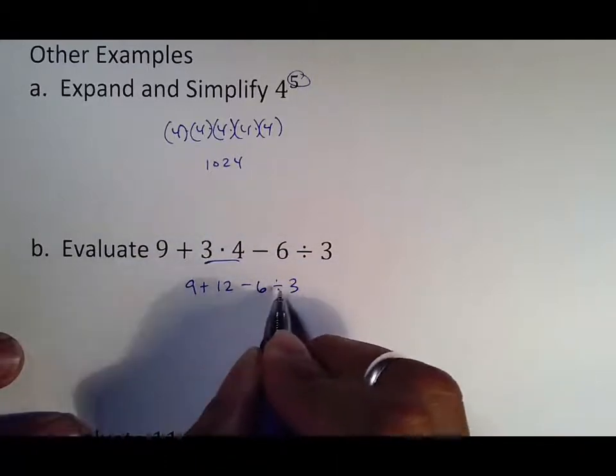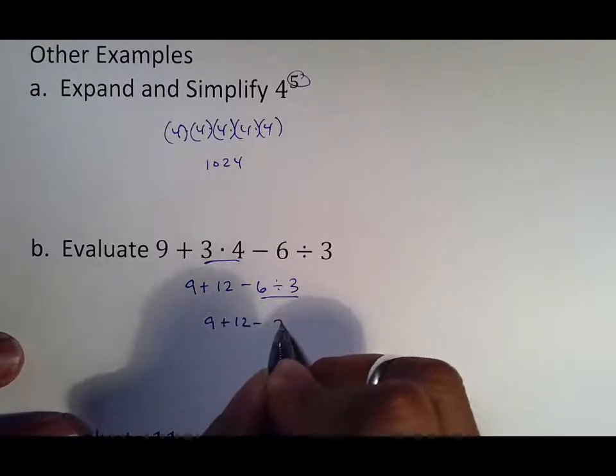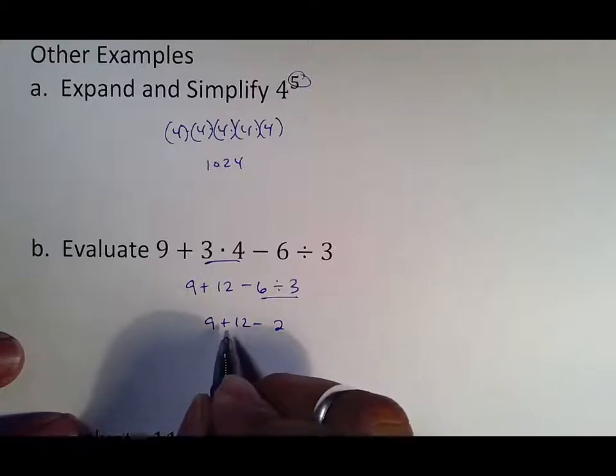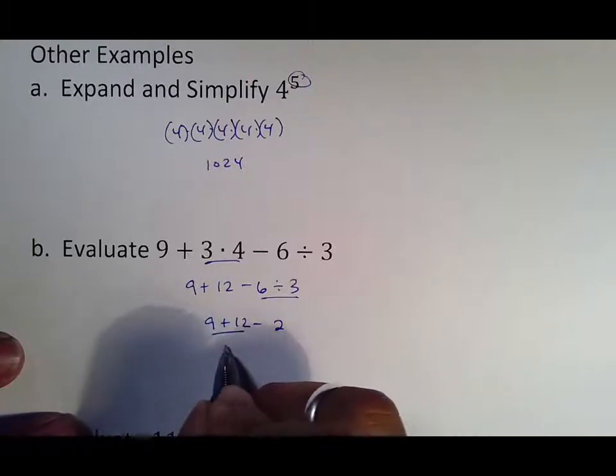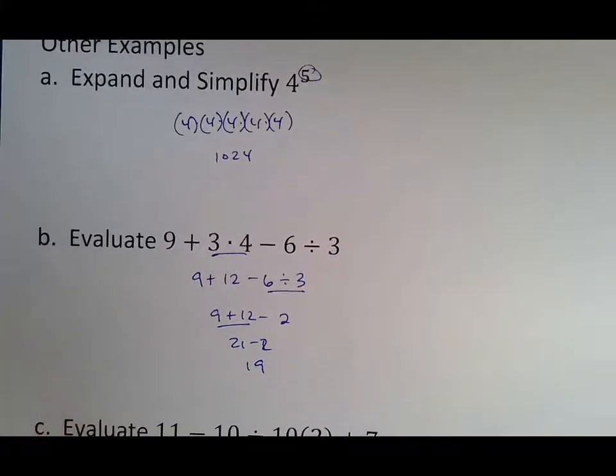Teacher? No, no, yes. So feed it. 9 plus 12 minus 2. You then will go no more teachers, so first student in line is 21. 21 minus 2 is 19. That's going to be your answer.